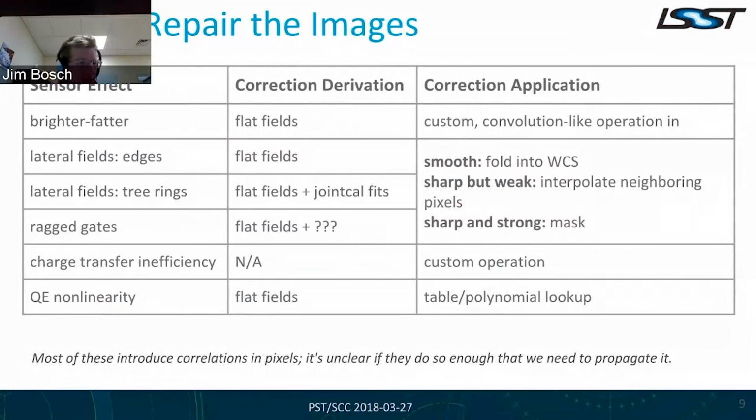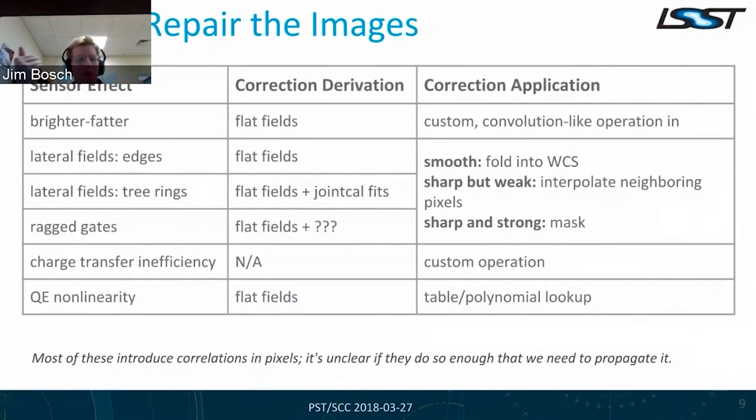There are sorts of charge transfer inefficiency-like problems. There's plenty of literature on charge transfer efficiency, although it would be different for our case than it is for, say, the CTE problems in Hubble. But that's definitely out of scope for this talk. And then there's, of course, the regular QE nonlinearity. You can derive a correction for this from flat fields, and then you can just fix it in the images with some sort of table or polynomial lookup.